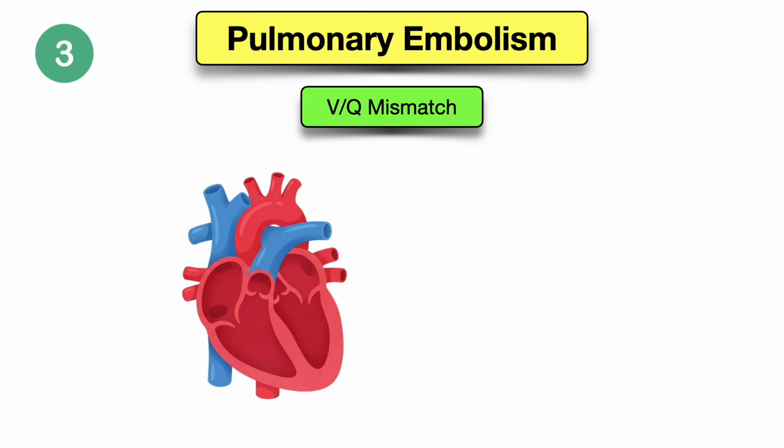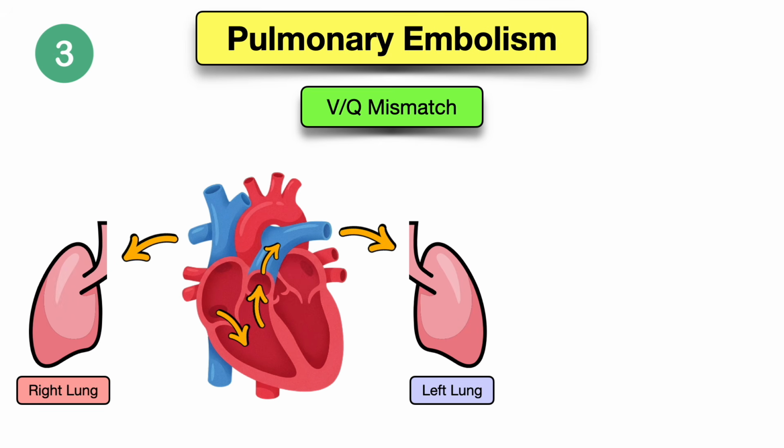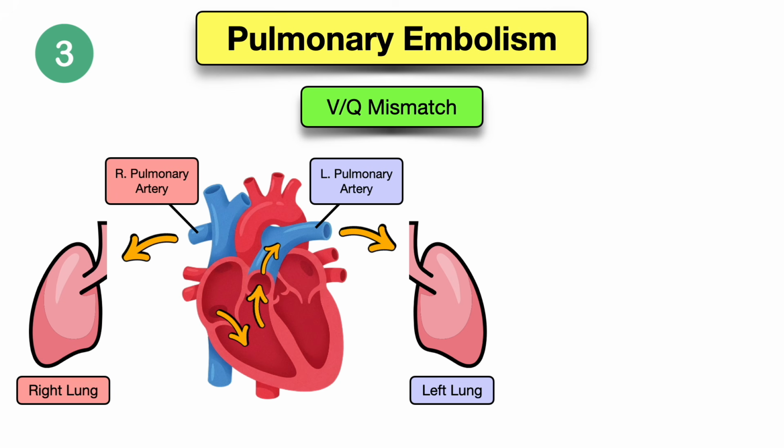A pulmonary embolism can cause a ventilation perfusion, or VQ, mismatch. So what does this mean? Remember, the blood from the right side of the heart gets pumped to the lungs to receive oxygen. The right pulmonary artery delivers deoxygenated blood to the right lung, and the left pulmonary artery delivers deoxygenated blood to the left lung. Well, now we have a pulmonary embolism blocking that blood flow. Let's say the pulmonary embolism is in the left pulmonary artery. The blood will now have a hard time traveling from the right side of the heart to the left lung, and this will decrease perfusion, or blood flow, to the left lung.